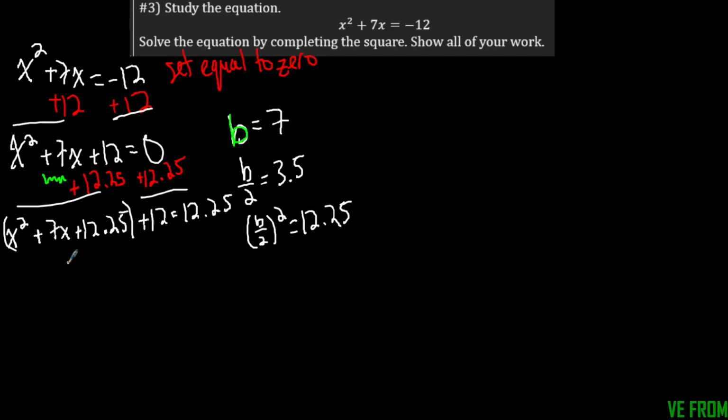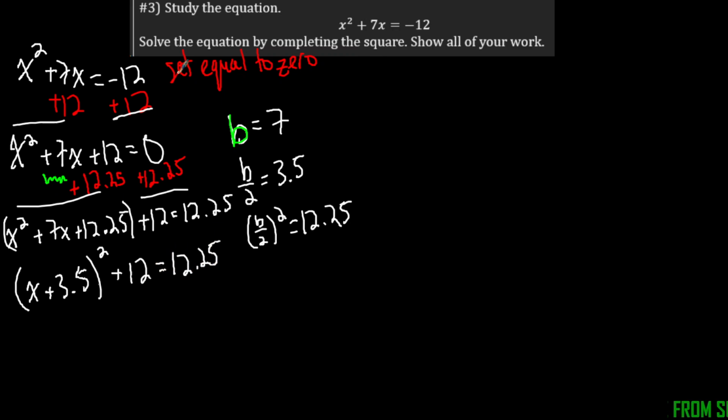So now I can switch my forms. So again, in my equation, I have to write my b over 2, and I'm going to say x plus b over 2 because I have a plus 3.5. If this was a negative 3.5, I would have to include that it's negative 3.5, and I would write it in there. But for right now, since it's plus, I'm going to say plus 3.5 squared, and then the rest of my equation, which is plus 12, equals 12.25.